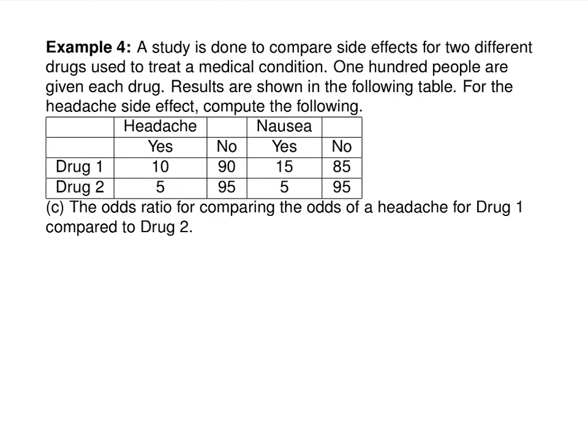And then the odds ratio, this definitely comes up a lot less frequently, but when you're comparing the odds of a headache for drug 1 compared to drug 2, the odds ratio for drug 1 is 10 out of 90. You actually take what would have been the odds and make them into a ratio versus 5 out of 95. And that's 2.11. And that one doesn't come up nearly as frequently, so it's not the most important one.